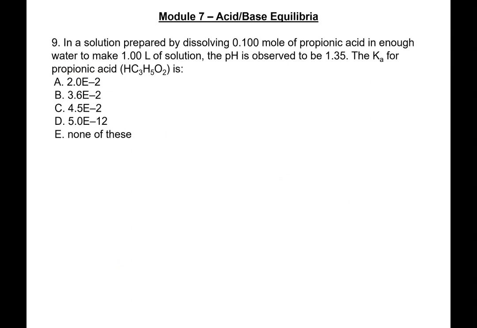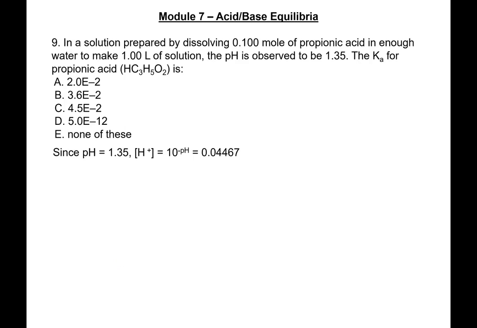Number 9, in a solution prepared by dissolving 0.1 mole of propionic acid in enough water to make a liter of solution, the pH is 1.35. Now in this problem, we're asked to find Ka. Now we would expect Ka to be not small, right? pH is pretty low. So I'm pretty confident D is not the right answer, but I got to do a computation to determine if it's A, B, C, or perhaps E, right?